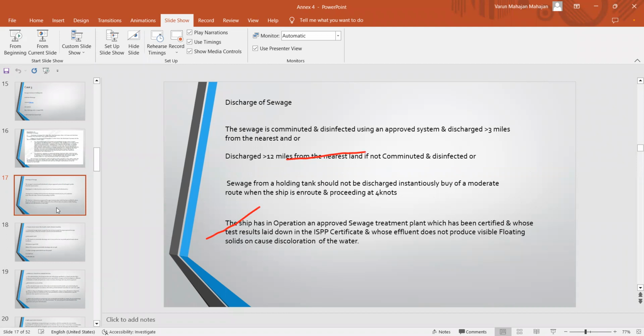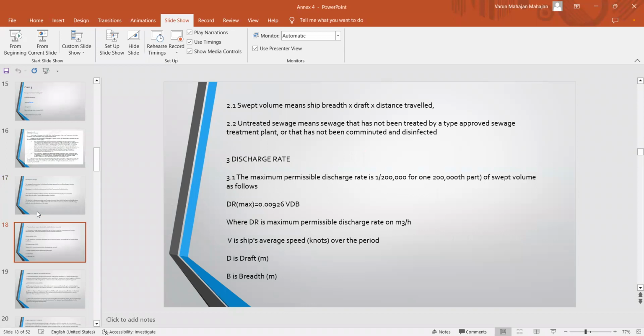The ship has in operation an approved sewage treatment plant which has been certified and whose test result is laid down in the ISPP certificate and whose effluent does not produce visible floating solids and no discoloration of water. For easy remembering, you can read from this one also. So now we are going to see what the maximum discharge rate is.